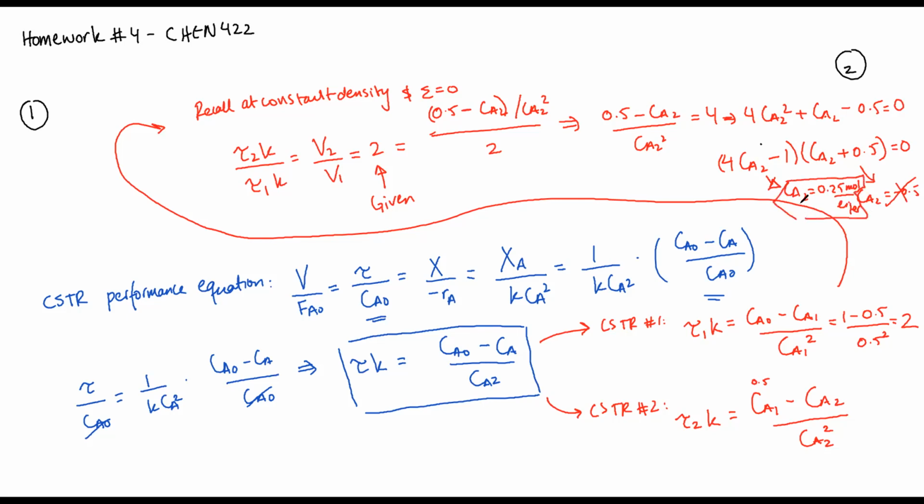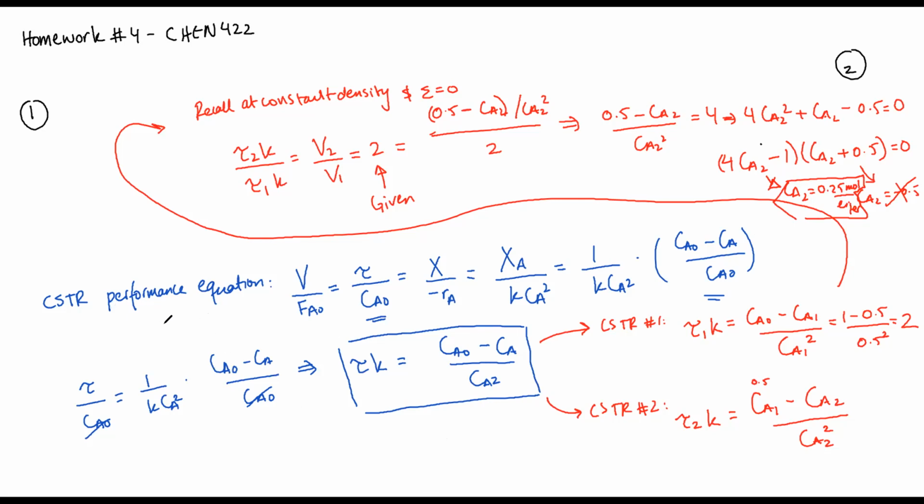Okay, so this is the solution for problem number 1. Again, in this problem, you're given 2 CSTRs. You're given the concentration at the inlet of the first CSTR, the outlet of the first CSTR, and you need to determine the concentration at the outlet of the second CSTR. You're given a piece of information about the volumes, and this is really where you solve the problem.